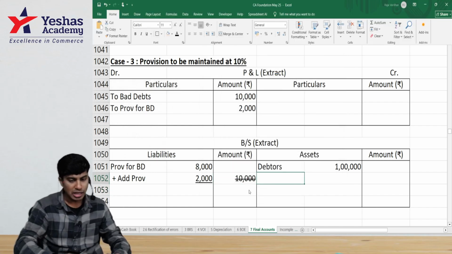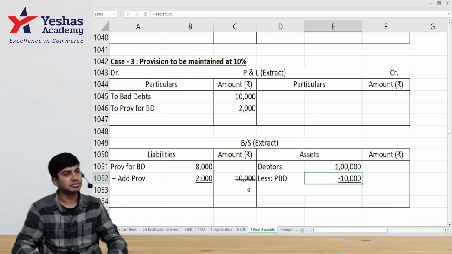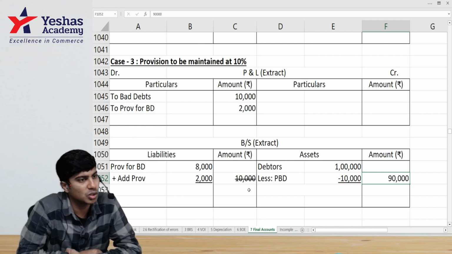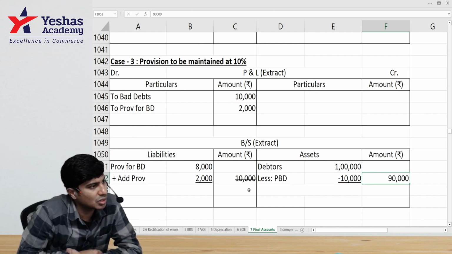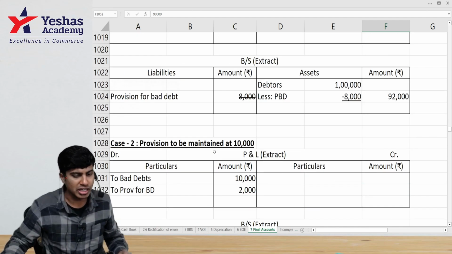It will be shown as a reduction from the asset data. From 1 lakh deduct 10,000, we get 90,000. Did everybody get this? That's with regard to case 3. Let's go to case 4.